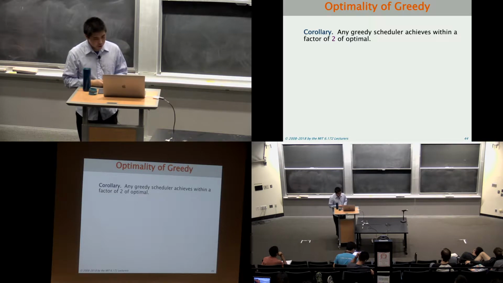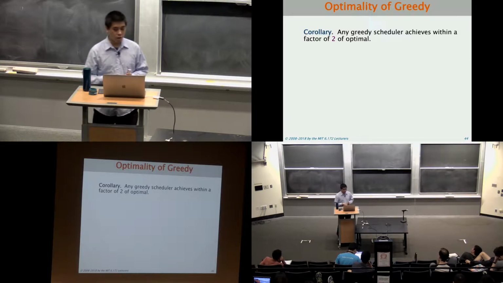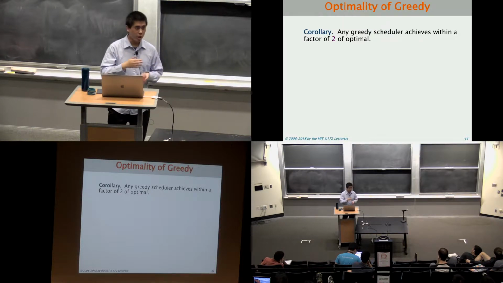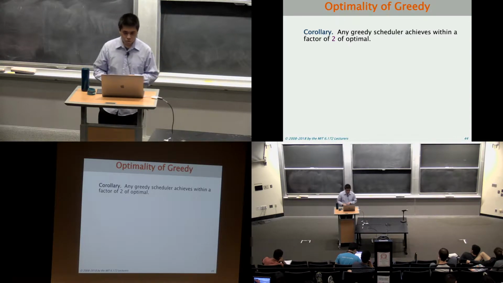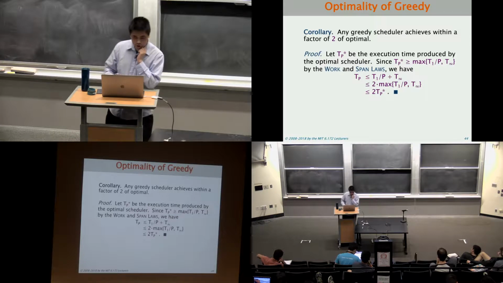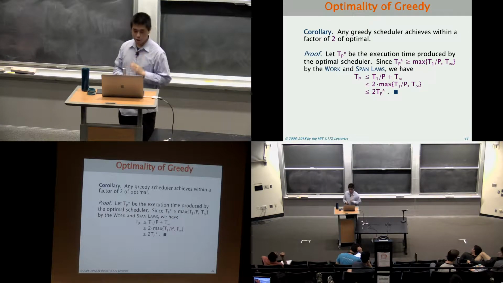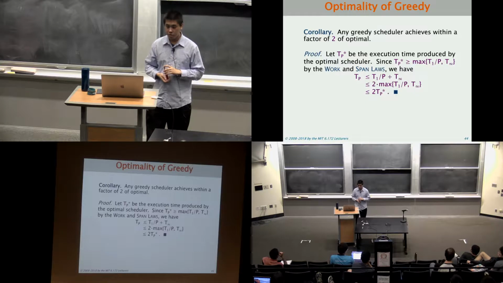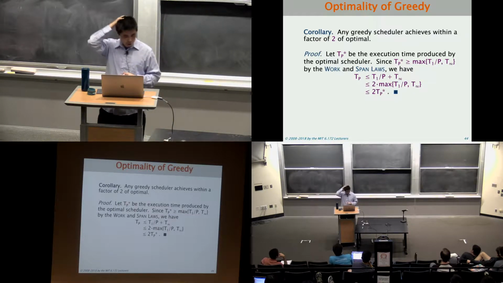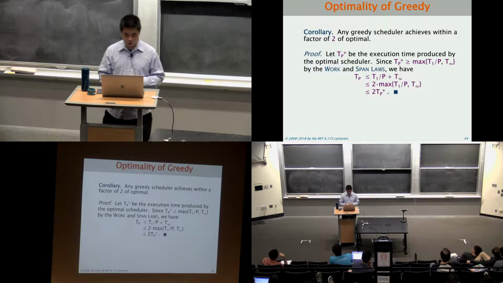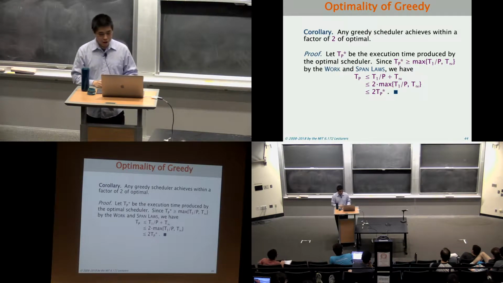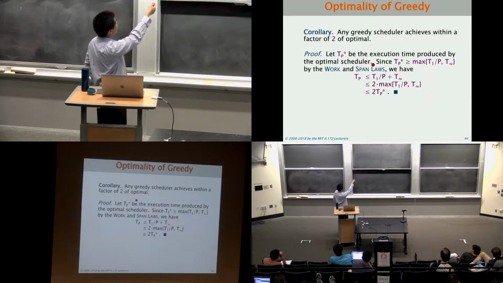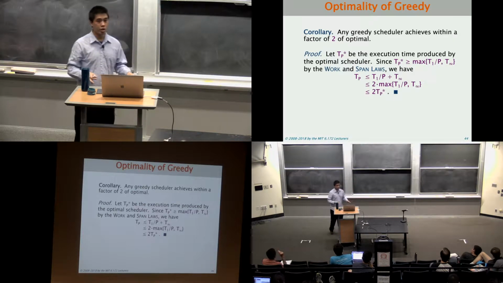OK, a corollary of this theorem is that any greedy scheduler achieves within a factor of 2 of the optimal running time. So this is the optimal running time of a scheduler that knows everything and can predict the future and so on. So let's let TP star be the execution time produced by an optimal scheduler. We know that TP star has to be at least the max of T1 over p and T infinity. This is due to the work and span laws. So it has to be at least the max of these 2 terms, otherwise we wouldn't have finished the computation.